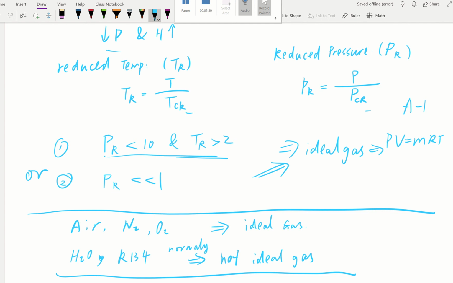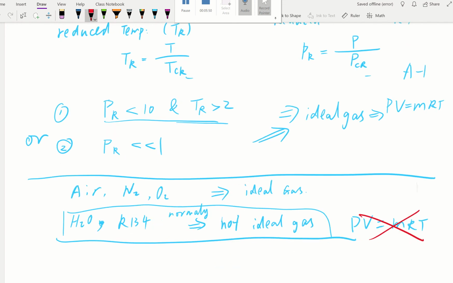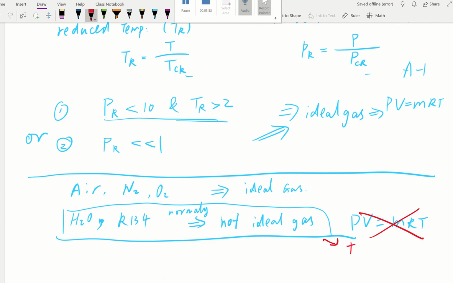And a lot of us will naturally say, oh, we're just going to use PV equal to mRT to solve every single problem. However, that's wrong. For water and R134a, you cannot use PV equal to mRT, and I'm going to put a big X on there. Instead, we're going to look at our tables, because they are not ideal gas. So don't go ahead and use PV equal to mRT for every single problem, because that's not right. PV equal to mRT is only for ideal gas.